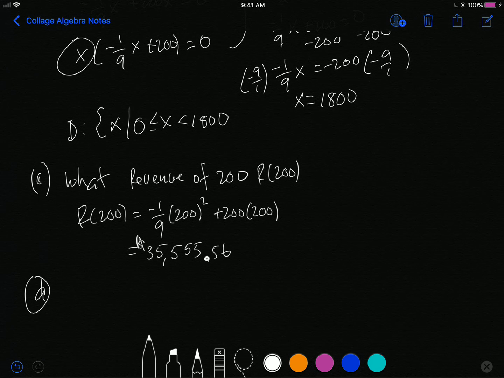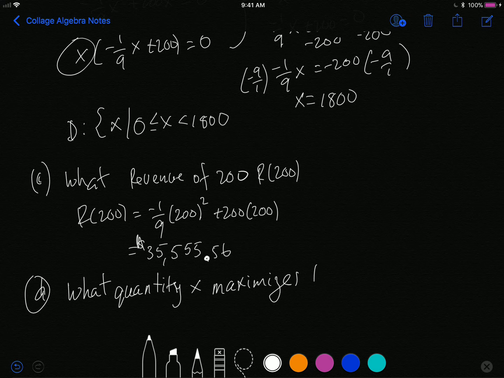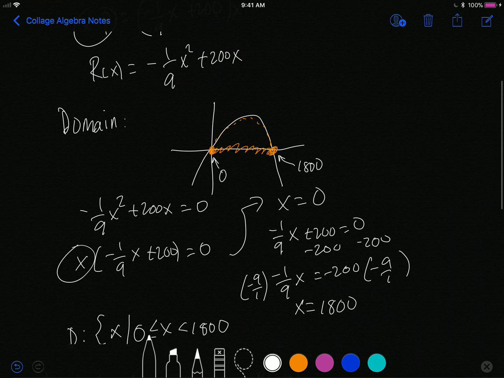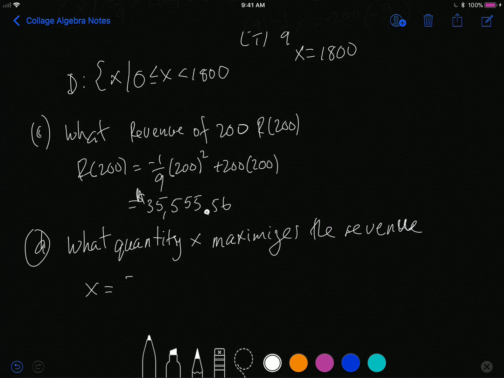Number D, what quantity maximizes the revenue? What quantity x maximizes the revenue? To maximize the revenue, if I go back to the graph right here, I need to be at the apex of the graph. This apex is known as the vertex. The x coordinate of the vertex that maximizes comes from the axis of symmetry. The axis of symmetry has a formula, and that formula is x equals minus b divided by 2a. And so to find the x that maximizes the revenue, I have to solve this problem right here.